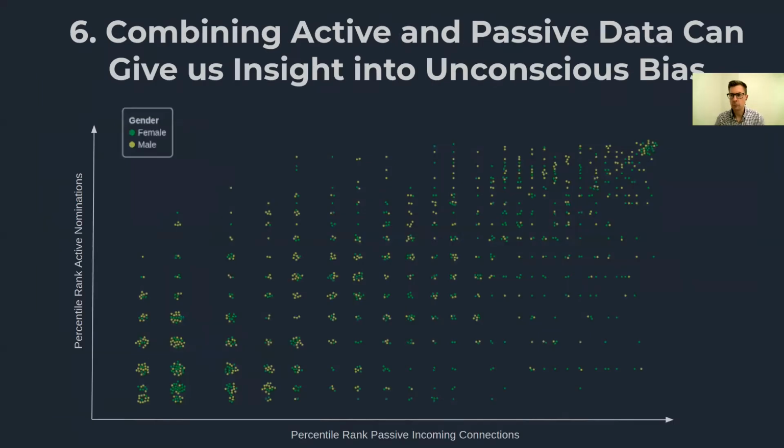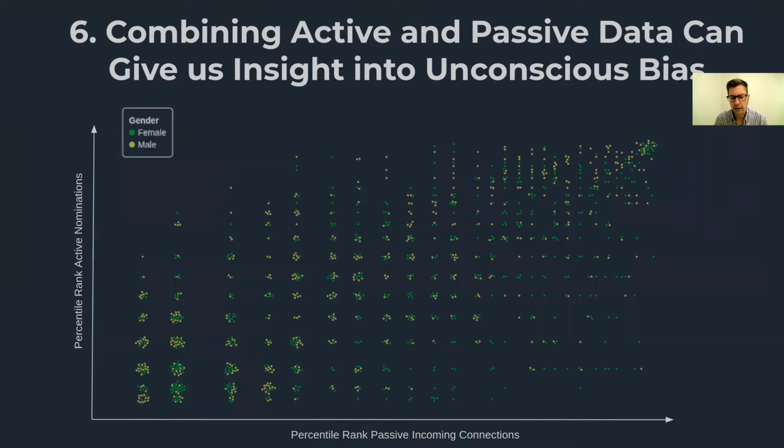The final example that I want to walk you through is actually one of my favorite examples, and it's about combining active organizational network analysis with passive organizational network analysis. On the left-hand side here, we have the percentile rank of people in terms of their total number of incoming nominations for an active organizational network analysis. So people asking other people, who do you work with often? So it's nominations from other people.